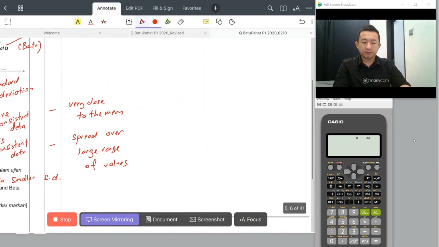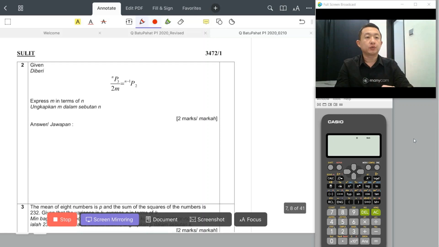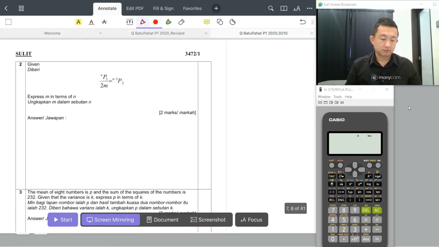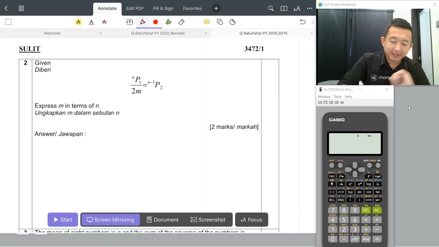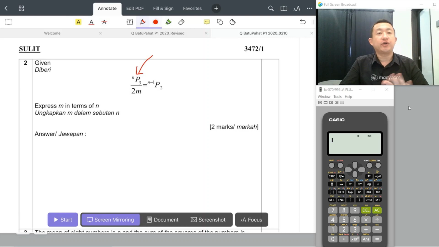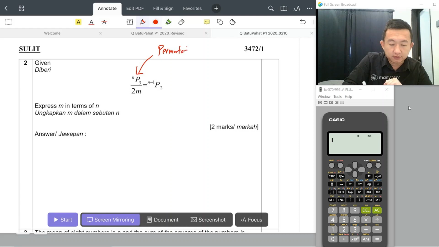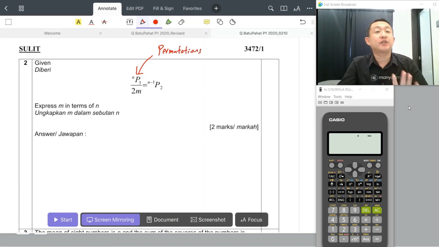And then we move to question number 2. Given that MP3 over 2M equals to n minus 1 P2. When you look at this symbol, do you remember what this is? That's right, that is permutations. So it is something to do with permutations. We are going to apply the formula.